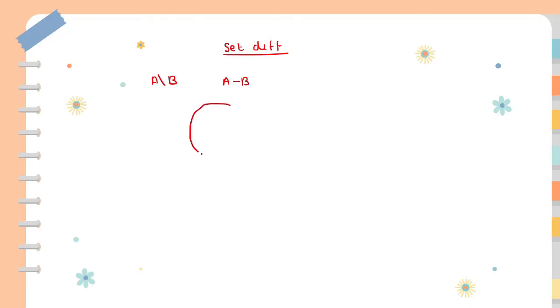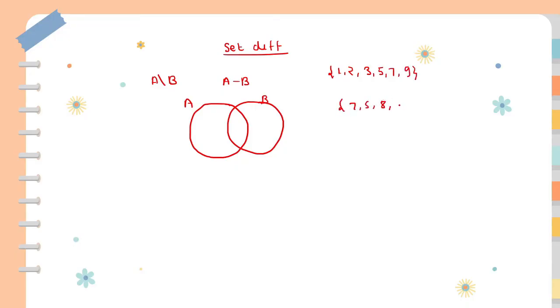So let us take one example here. So let us assume this was a and this was b. So we have assumed a was 1, 2, 3, 5, 7 and 9, and b was 7, 5, 8 and let us assume 10. So in the common portion it was 5, 7. So basically a minus b will remove all those numbers, so subtract all those numbers.